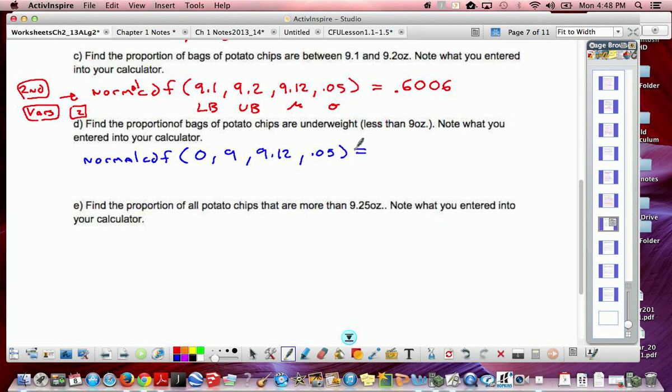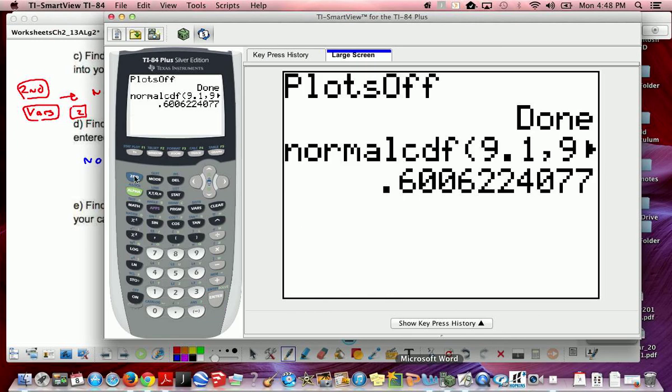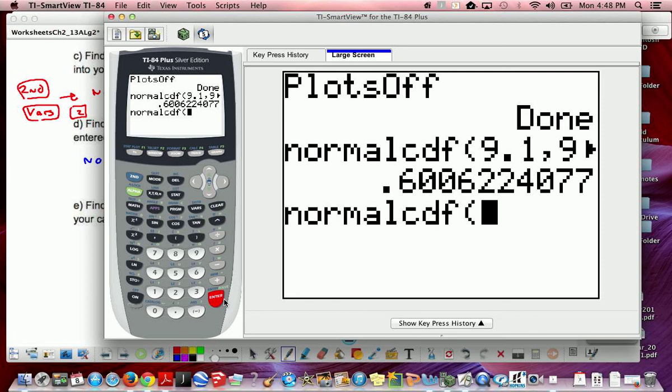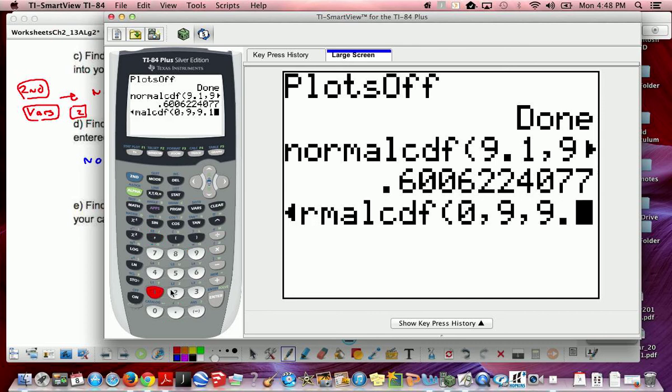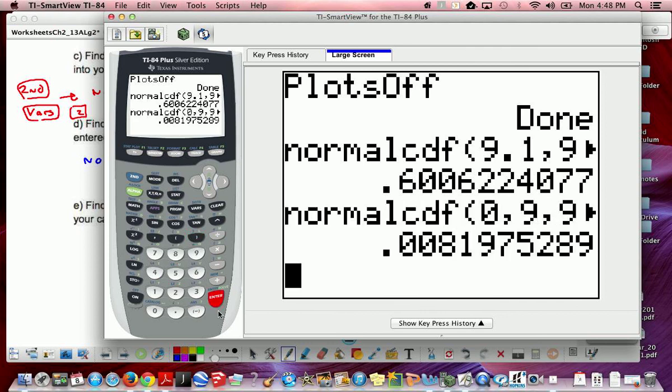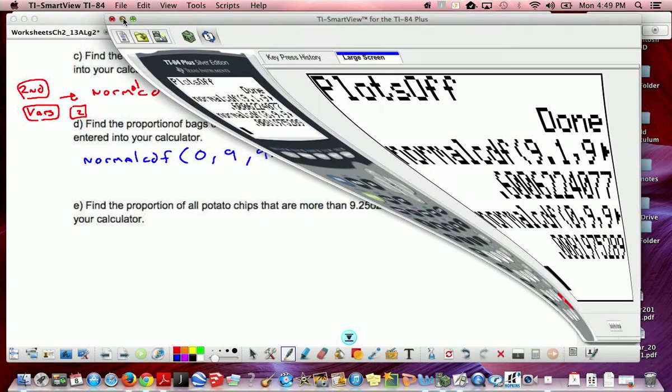And I'm going to enter this into my calculator. So, again, second vars, normal CDF, 0, comma, 9, comma, 9.12, comma, 0.05. Close my parenthesis, hit enter, and there I have it at 0.0082.